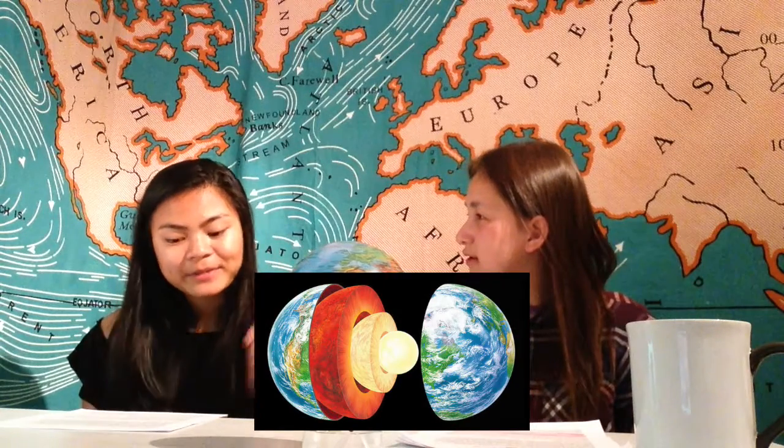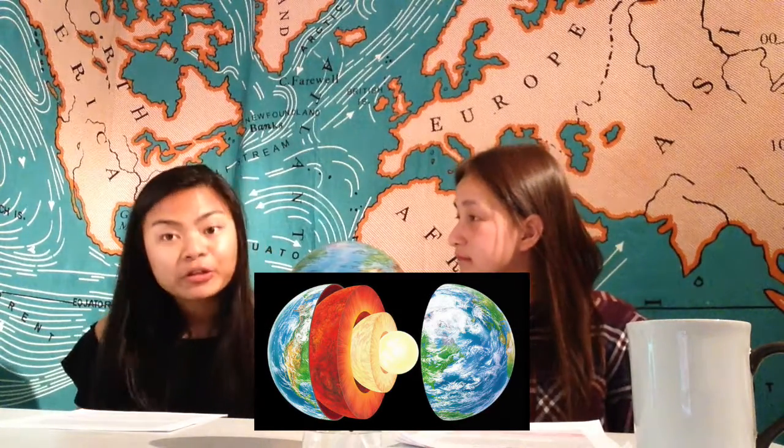How do we know this? Earth has 4 layers: the inner core, the outer core, the mantle, and the crust. The crust is divided into huge plates that float on the mantle, which are called the tectonic plates.